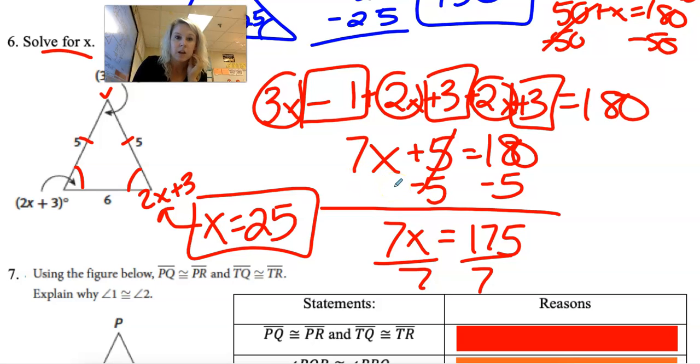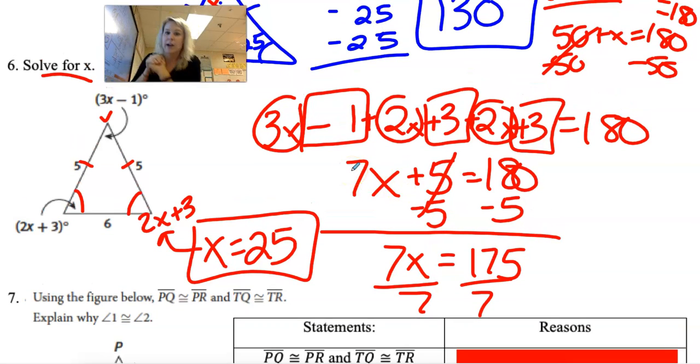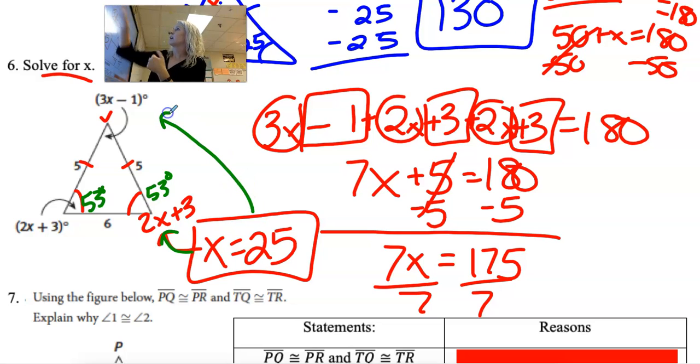Let's check it to see if we're correct. If I substitute in here, 2 times 25 is 50, plus 3 is 53. So my base angles are both 53 degrees. Let's substitute it into the top. 25 times 3 is 75, minus 1 is 74. So let's check that out. If I add this angle and this angle and this angle, I better get 180 degrees. 53 plus 53 plus 74. It worked out. I got it right.